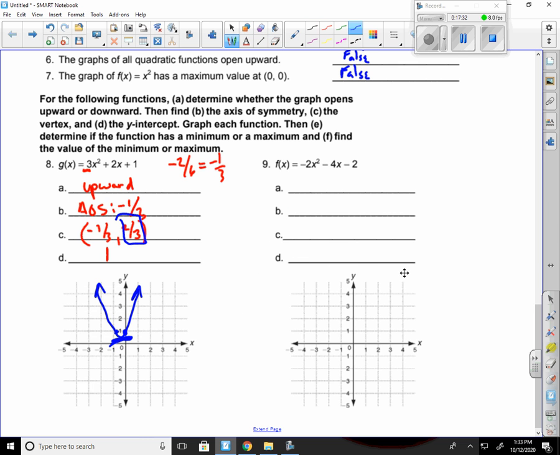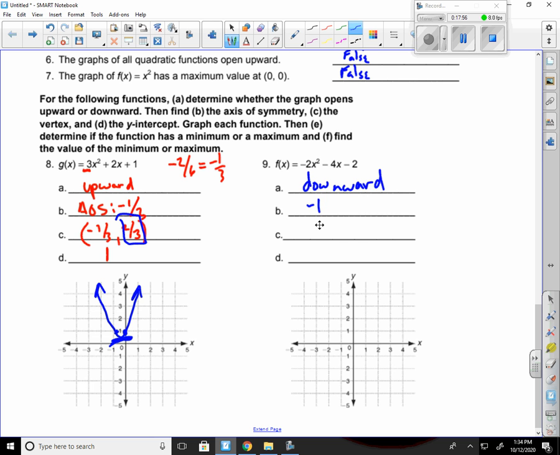Number 9. First, this opens downward. Then my AOS is negative b, which would be a positive 4, over 2a, negative 2 times 2. So it's positive 4 over negative 4, which is negative 1.